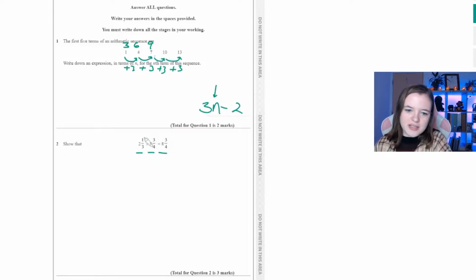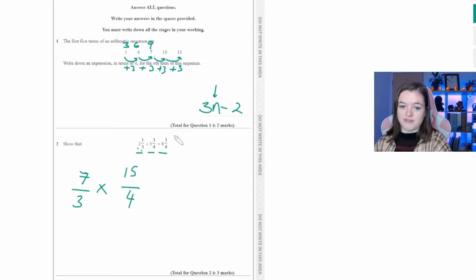So I would convert this to an improper fraction by multiplying 2 and 3 to make 6, then adding 1 on top to make 7. The bottom number is always the same, so that's over 3. Then 3 times 4 is 12, plus 3, 15 over 4. And then it's a show that question, so I don't need to put this into an improper fraction. I could, actually, that would be more convenient too. You could work out this and put it back into a mixed number, or you could convert this into an improper fraction too. Doesn't really matter, let's convert it as well. So 8 times 4 is 32, plus 3. That's 35 over 4.